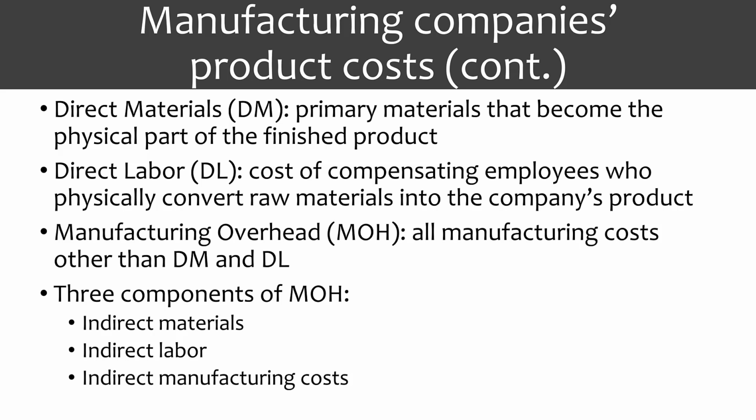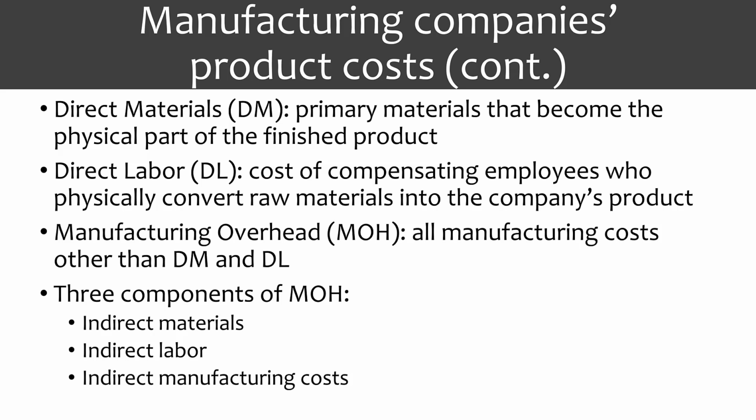Direct labor is the cost of compensating employees who physically convert raw materials into the company's products. Direct labor includes the wages and benefits of machine operators and technicians who work directly assembling the product. Okay, and then we come to manufacturing overhead. That's all manufacturing costs other than direct material and direct labor.